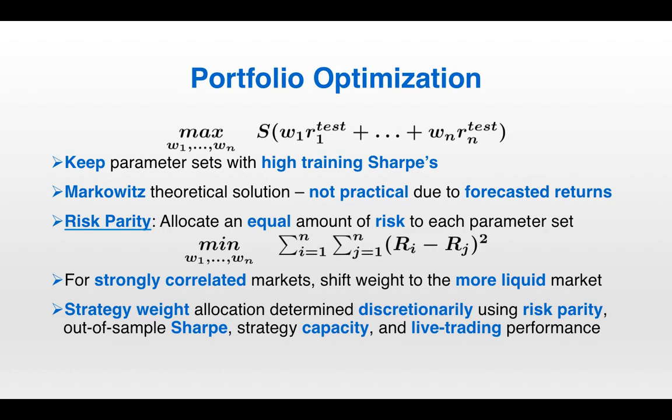We start with the risk parity weights, but we do sometimes adjust those based on liquidity. If we have strongly correlated markets, we're going to shift weights to the more liquid market. This will decrease our transaction costs, but it's not really going to have an impact on our risk. And finally, when we're allocating weight to strategies to form our overall portfolio, this process is more discretionary than systematic. We're using many different factors. We do start out with the risk parity weights, but then we'll adjust them based on things like the out-of-sample Sharpe ratio, the strategy's capacity, and the live trading performance of the strategy.